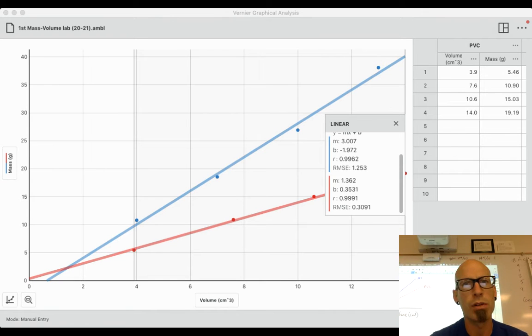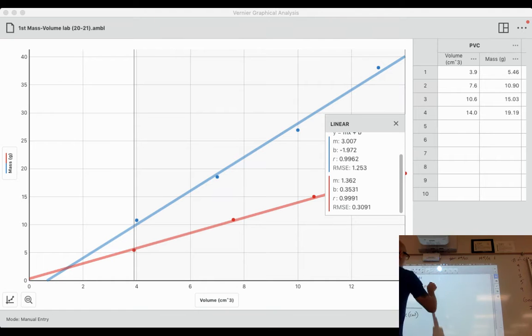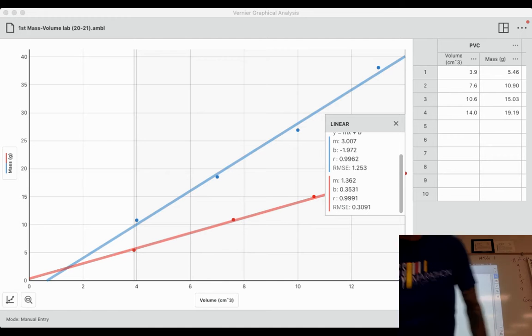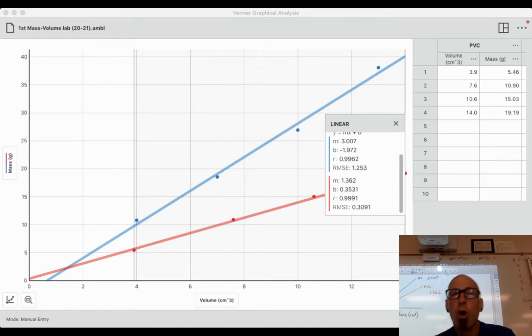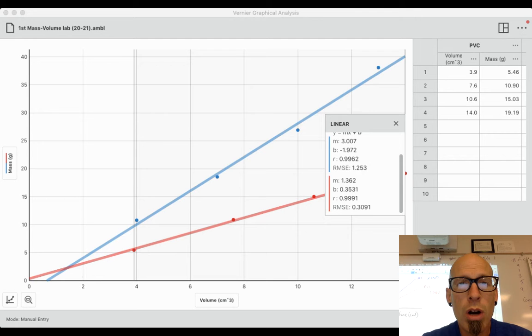So we don't have to pull up graphical analysis anytime we have a question about it. My slopes were, if I remember correctly, 1.362, I believe. And then my aluminum was 3.007. Now, I guess I'll leave it in blue. Part of the question here that you have to figure out is, what is the unit of measure on the slope?